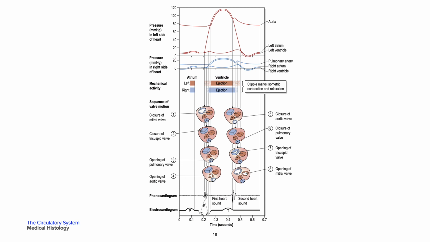Let's talk about the cardiac conduction system. In its macroscopic anatomy, we have the sinoatrial node, or the SA node, and the atrioventricular node, the AV node.